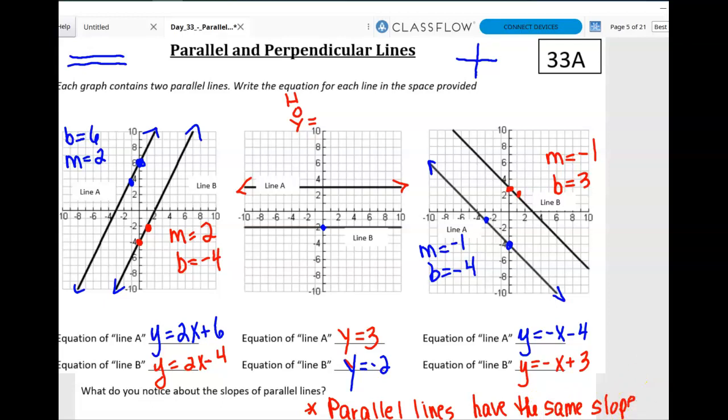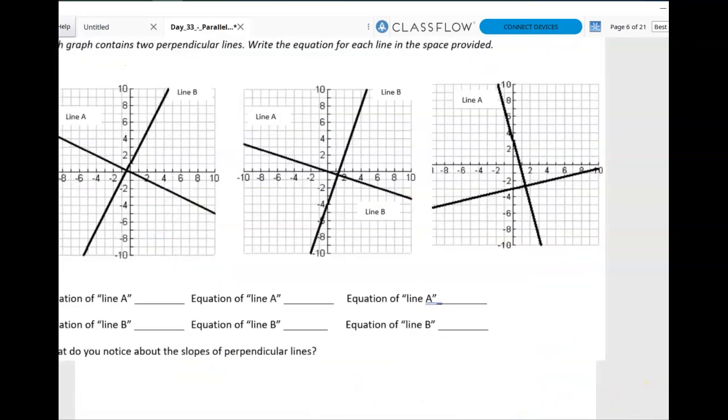Now let's look at perpendicular lines. Again, we're going to do the same thing. We're going to identify the equation of the line. I'm looking at line A, and it intersects right there. The y-intercept would be at 0. So for line A, our y-intercept is 0, and our slope, we're going to go up 1 and then to the left 2. So this is going to be -1/2.